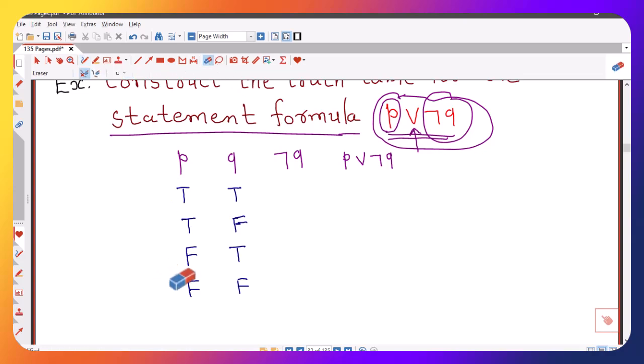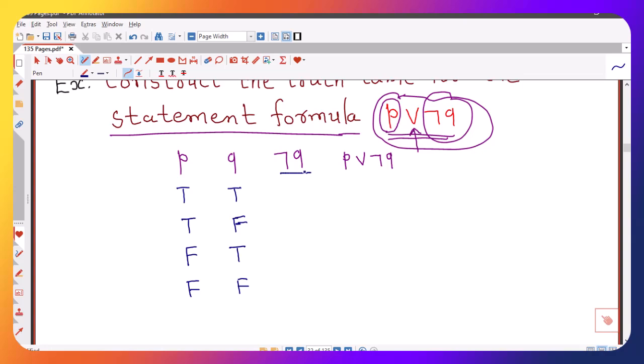There is no compulsion in writing in this way, but we will follow this convention that first we assume that P is true, then there are two possibilities for Q, true and false. Then we assume that P is false and there are two possibilities again for Q.